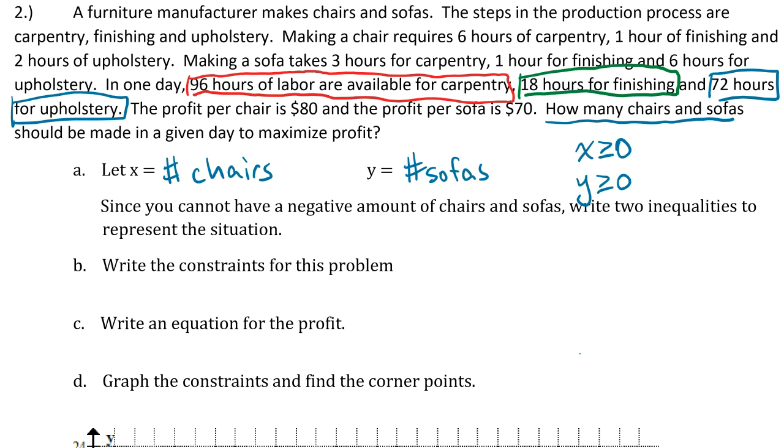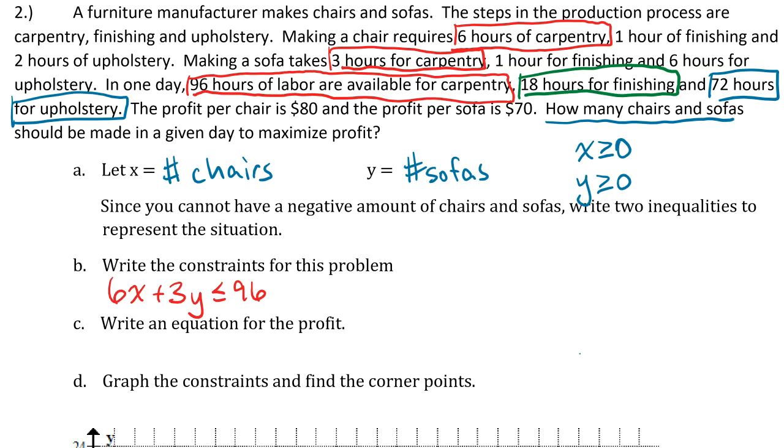So if this is hours for carpentry, we're just going to look where else does it say hours for carpentry. Well, chair takes 6 hours for carpentry. Sofa takes 3 hours for carpentry. So if we put all of those together, we're going to get 6 times the number of chairs, so 6x, plus 3 times the number of sofas, so y, is less than or equal to the 96. One down.